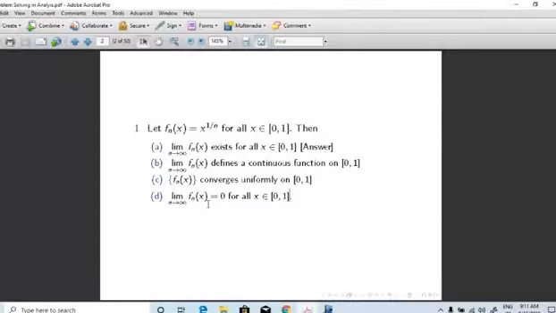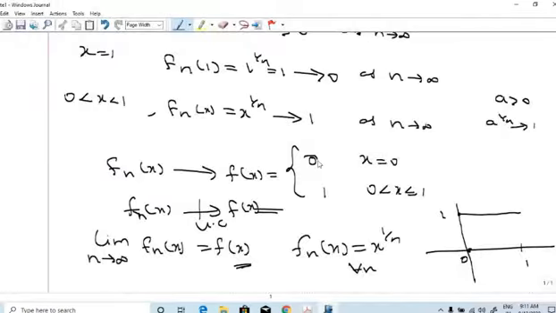And look at the last option. They say the limit is always 0. That is not true, because we get the limit 0 only for x equal to 0, and for all other values of x, we get 1. Therefore, the last option is false.